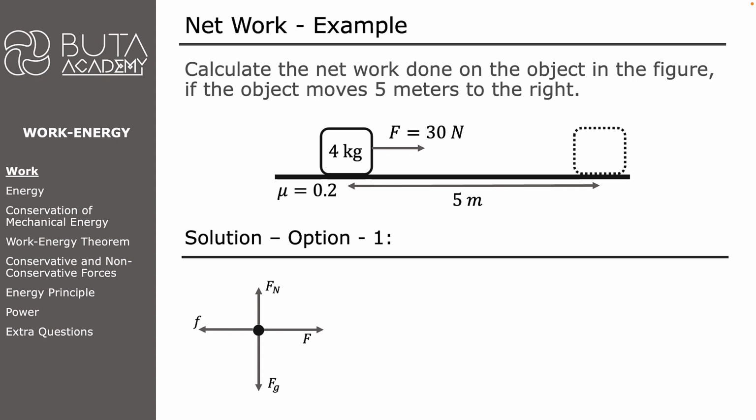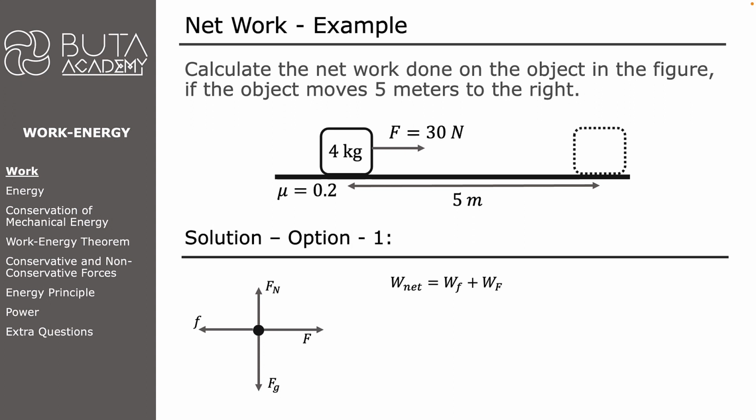Since gravitational force and the normal force are acting at a right angle to the displacement, works done by these two forces are equal to 0. As a result, we can ignore them in our calculations. The net work done on the object is the sum of the works done by friction force and applied force.